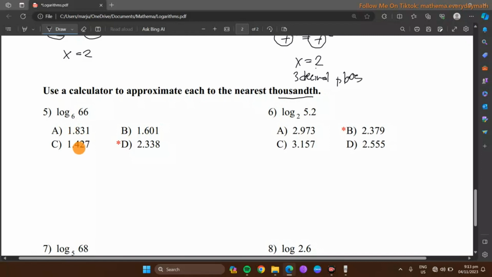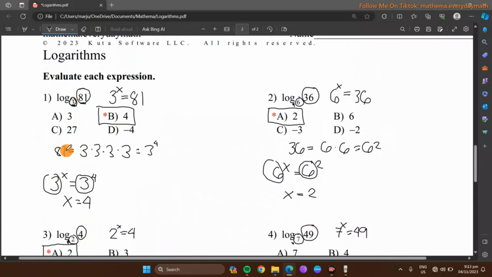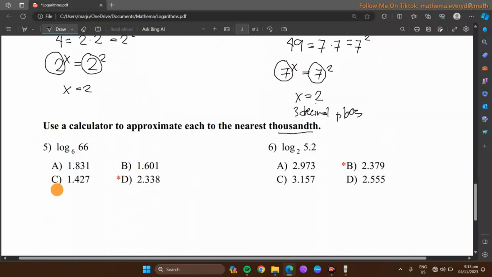Now, let's try to approach this one using the same approach na ginamit natin from 1, 2, 3, and 4. Try lang natin. So again, basically we have log of 66 with base 6. We are asked to find the exponent of 6 to make it 66. So this is 6 to the power of something is equal to 66, and again we are asked to find that exponent.